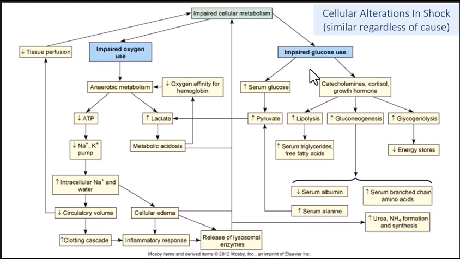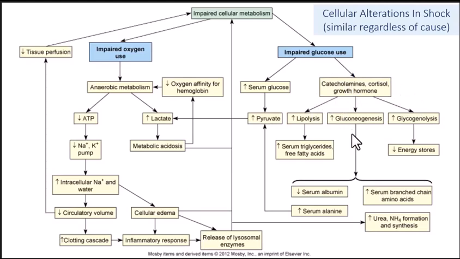Next up is impairment in glucose delivery and use. If the cells cannot get the glucose that they need in order to produce ATP, then the body goes into stress mode. And what we'll see with this is glucose concentration will increase in the blood. And this is because of cortisol. We're also going to see this because of catecholamines involved in the sympathetic response and because of growth hormone. All of this is going to contribute to an increase in the amount of glucose in the blood.